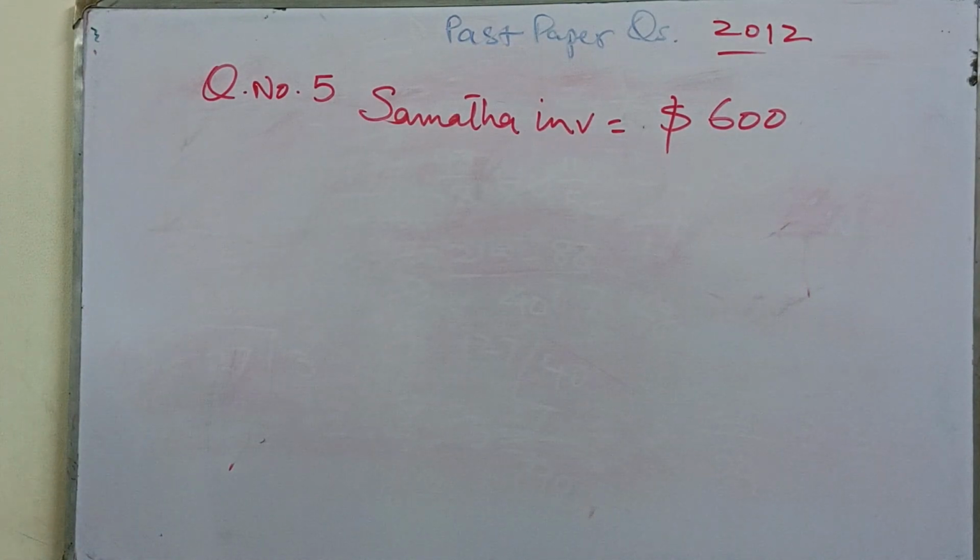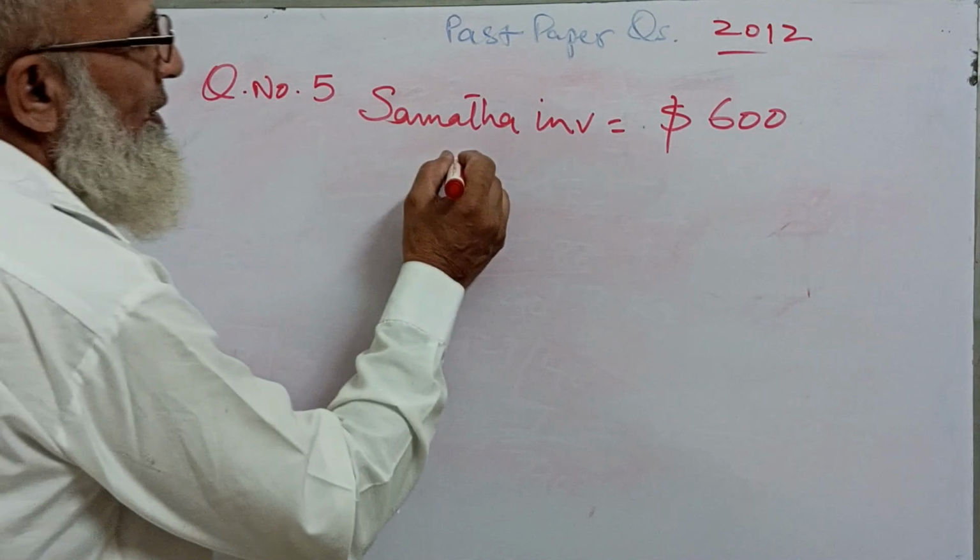Simple interest. There are two types of interest: one is simple interest and the other is compound interest. I'll tell you some time later what simple interest is and what compound interest is. Right now, I have to tell you about simple interest. Now, simple interest is how much? It is 2%.